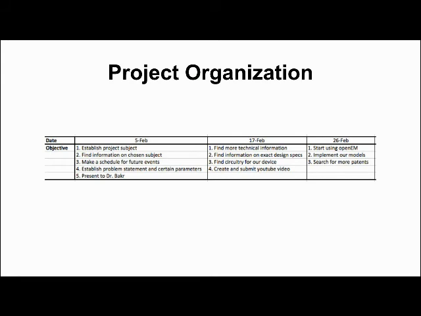I will be talking about the project organization with regards to our project. I just created a Gantt chart to record our progress and keep up to date with our project. So I have us starting the 5th of February, relatively close to where we were given the project. We just wanted to establish a subject, find information on that subject, and make a schedule for future events. We also wanted to establish a problem statement for Dr.